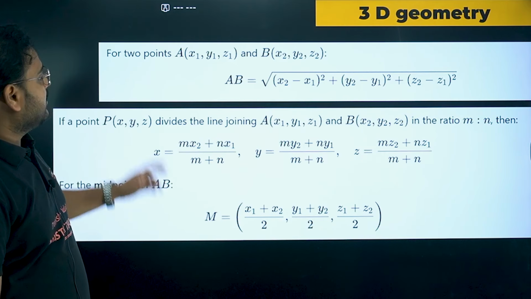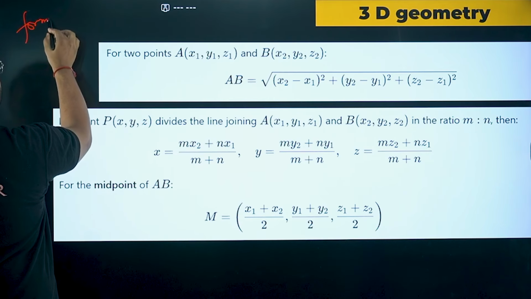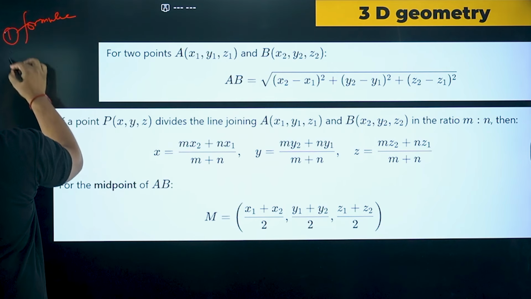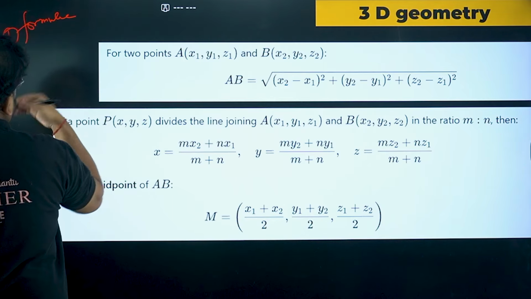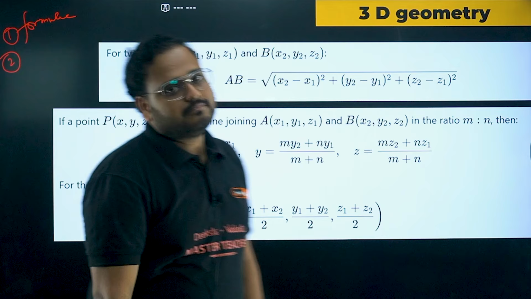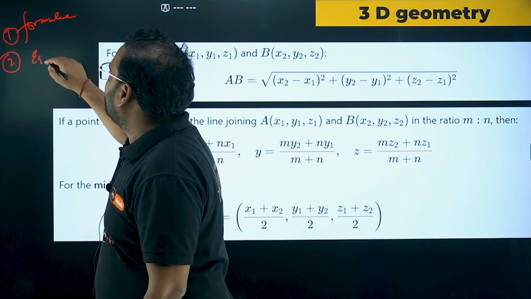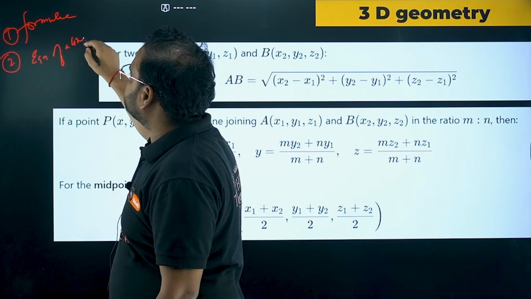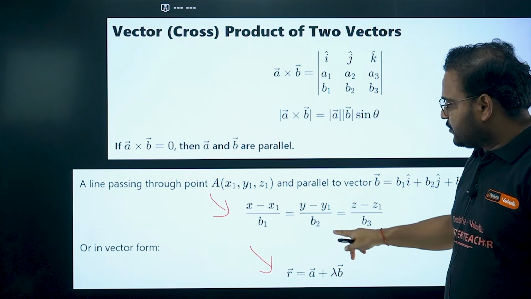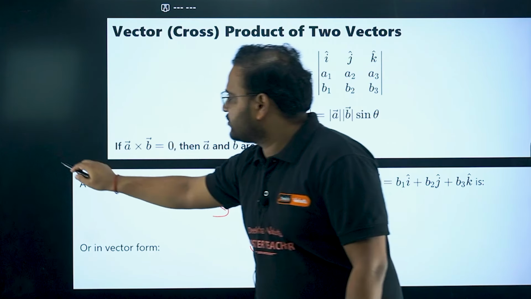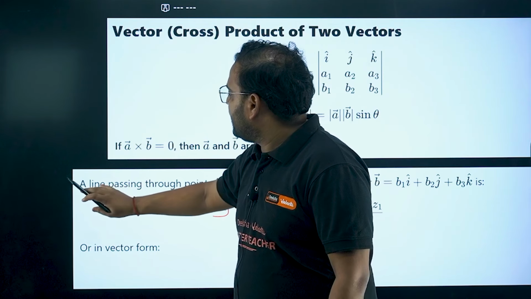Chaliye. 3D geometry, again here also formulas. Formula is very important, first one. Second will be the derivation of the equation of a line in vector and Cartesian form. Equation of a line, it was there already. I did show you over here this one. This can be asked as derivation.